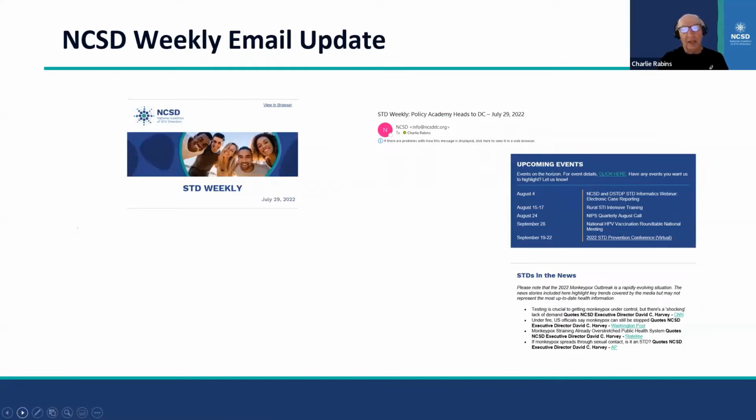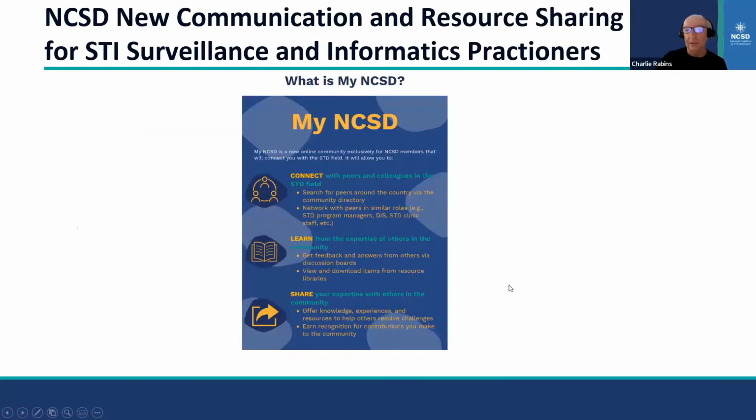NCSD puts out a weekly email update that provides information on upcoming events. We have links to articles in the news about STDs. We have a job posting bureau. We talk about any advocacy work at the federal or state level to get more money or changes in policy. So if you're not getting one of our weekly email updates, then you could just go right into your email box, go ahead and go to the NCSD website, which I'm going to give you in a second, and join as a member, and you automatically get the weekly email update.